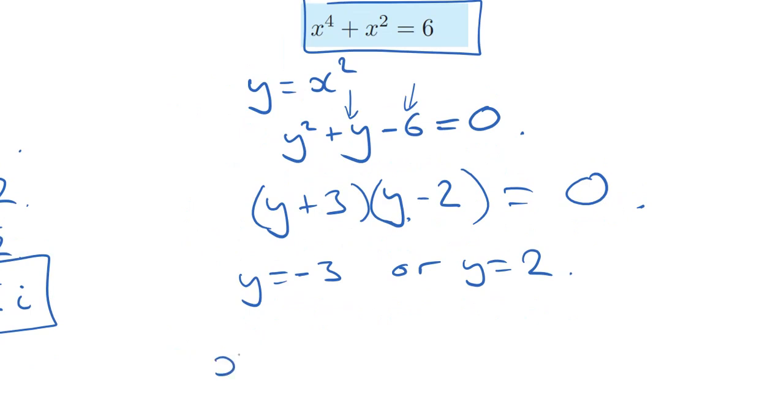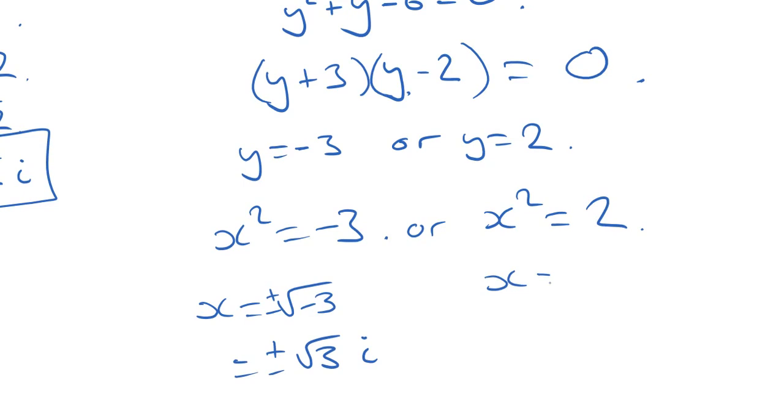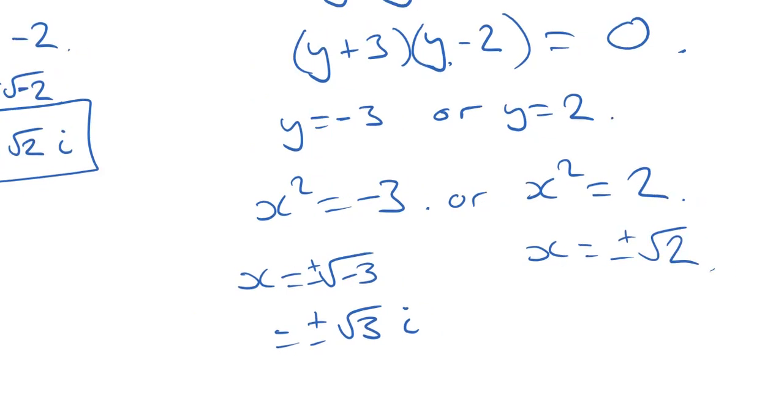We know y is equal to x squared. So therefore, x squared is equal to minus 3, and x squared is equal to 2. So square rooting, we're going to have x equal to plus or minus the square root of minus 3. Therefore, it's plus or minus the square root of 3 i. On the other solution there, we've got the square root of 2. So x is equal to plus or minus square root of 2. And we are done, aren't we?